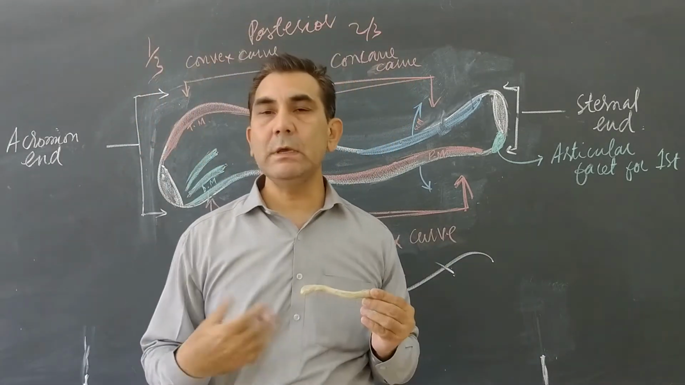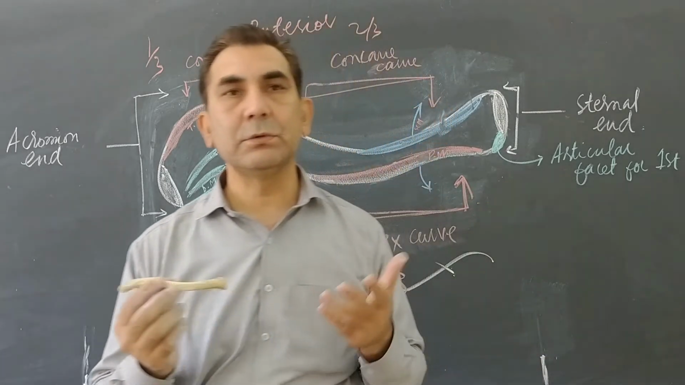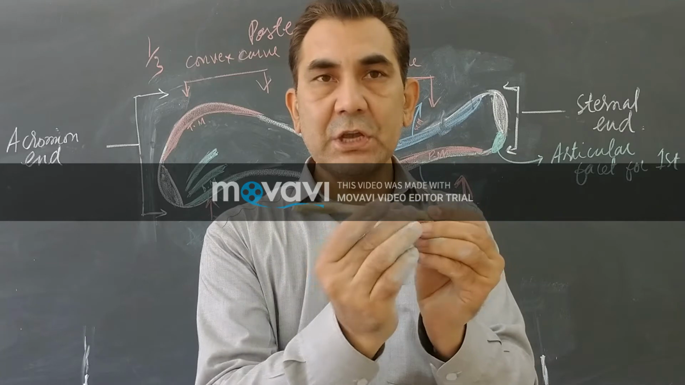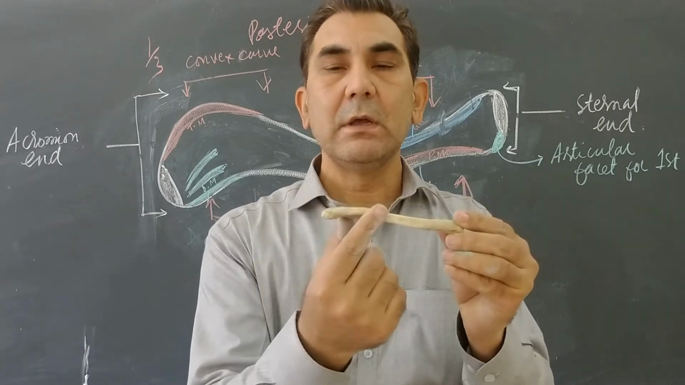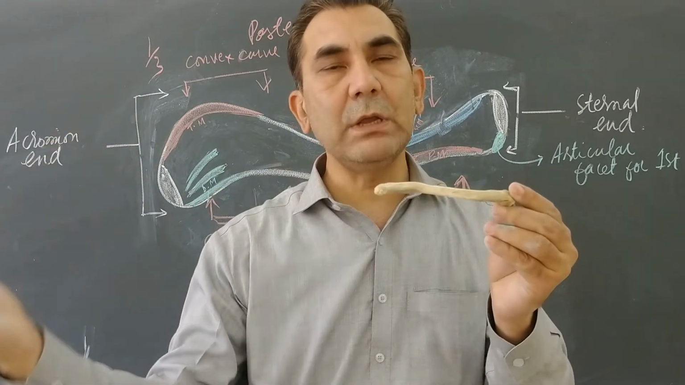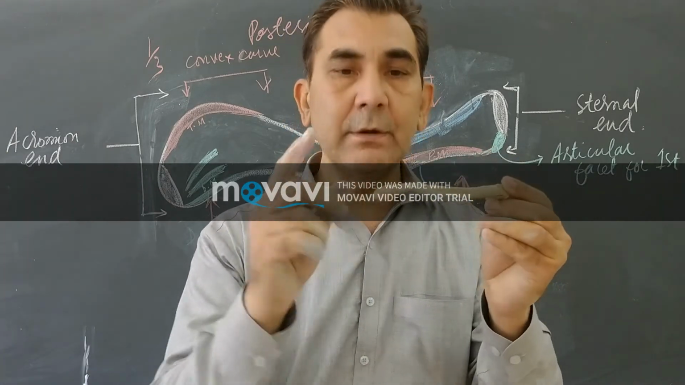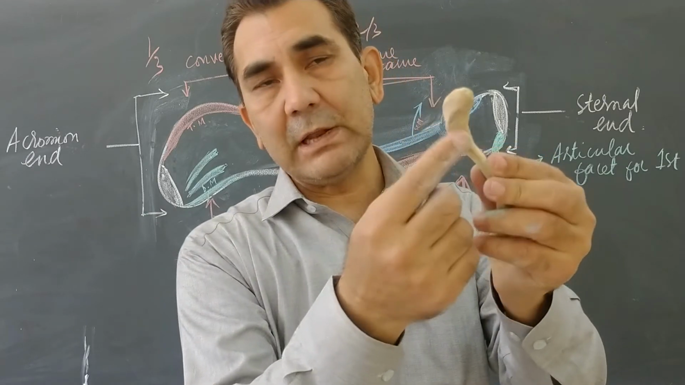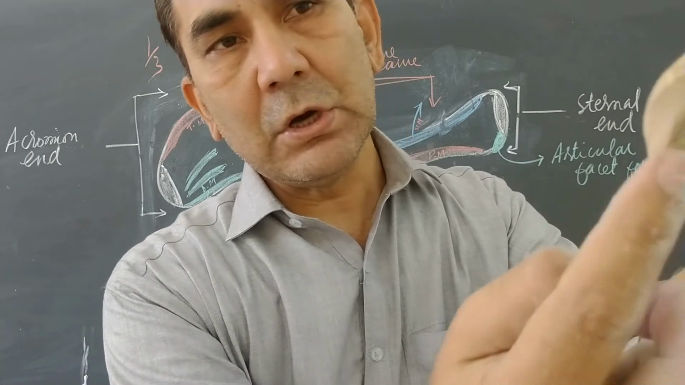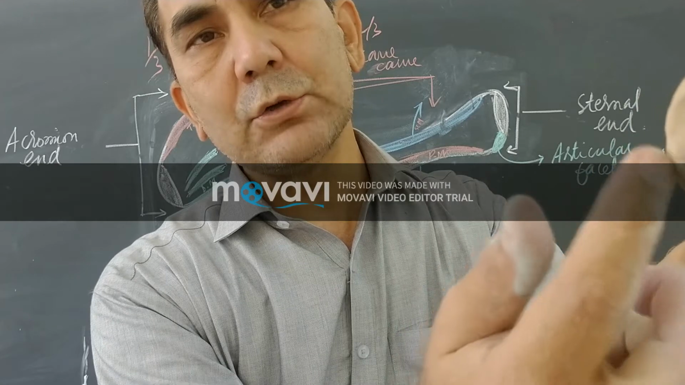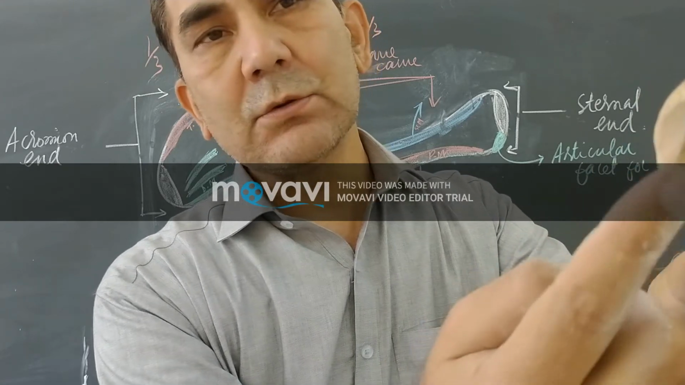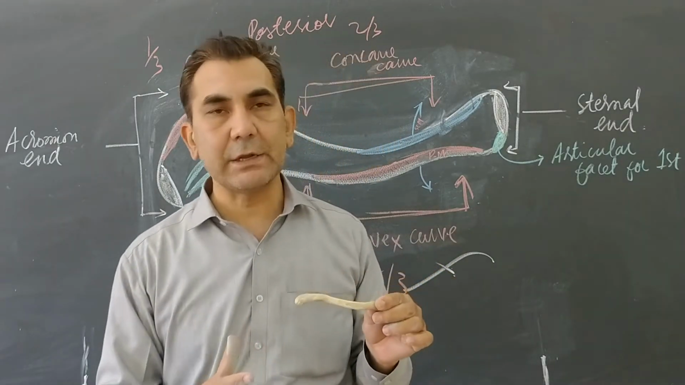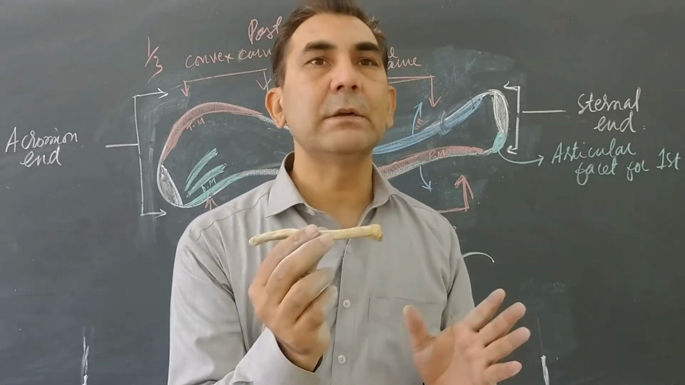Now, how can we identify whether this clavicle bone belongs to the right side or the left side? If you see, there are two ends: one is the rounded shape, more convex in shape, and the other is the flattened one, which is the acromion end. The acromion end of this clavicle bone is always kept on the lateral side. And you see at the inferior surface of the acromion end, there is a tubercle here, called the conoid tubercle, and this conoid tubercle is always kept on the inferior side. So you can identify whether this is the right side clavicle or the left side clavicle.